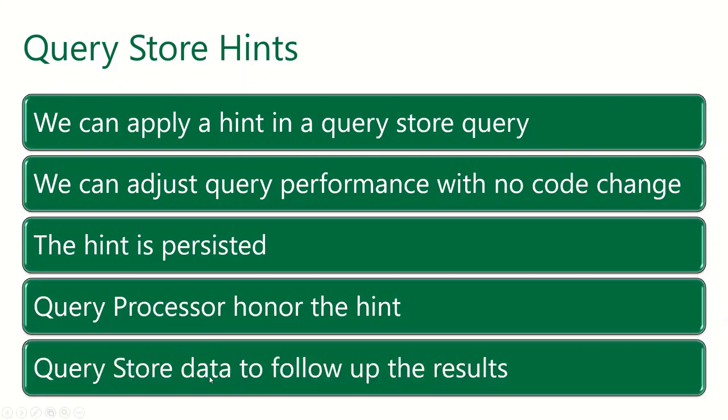And we can use query store data to follow up the results. When we decide to apply a hint, the query store continues to store the history of our query executions. And we can use this history to check if our hint application improved the query or made the query worse. So we have a good history, a good baseline to check this information.